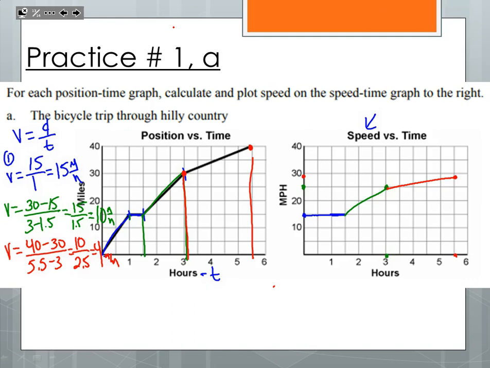And you can see that he's continually increasing his speed until he finishes. And if you want, you can even say that he stopped at 5.5 hours. Or she, I apologize.